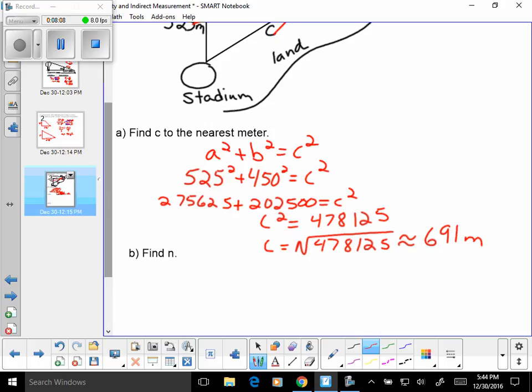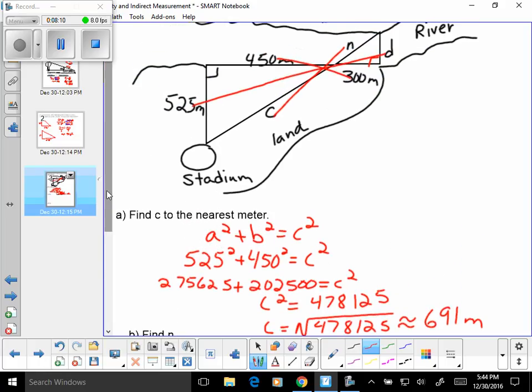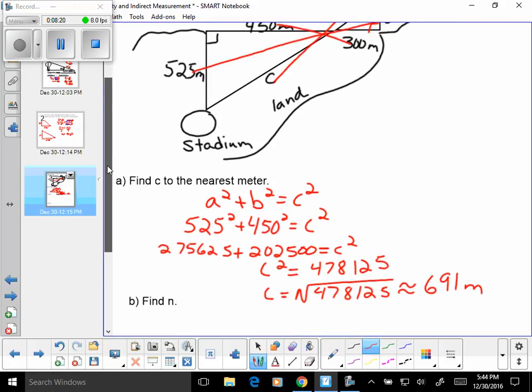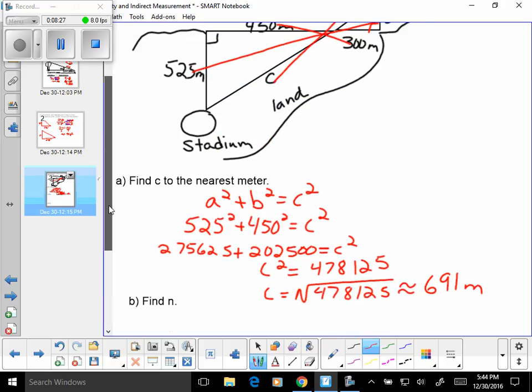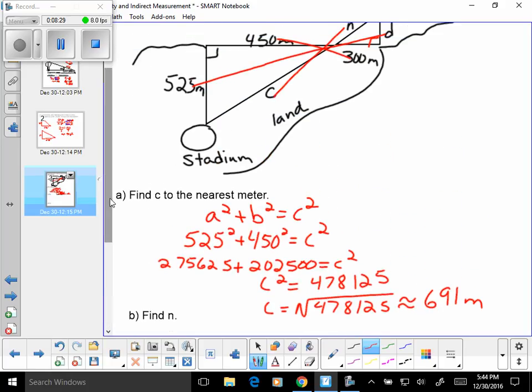Not really. Well, I guess I could have. In this case, I've chosen to use the Pythagorean theorem, and like I said, sometimes they'll tell you to use the Pythagorean theorem, because we're going to review that a little bit. Okay? Now, they want you to find n.